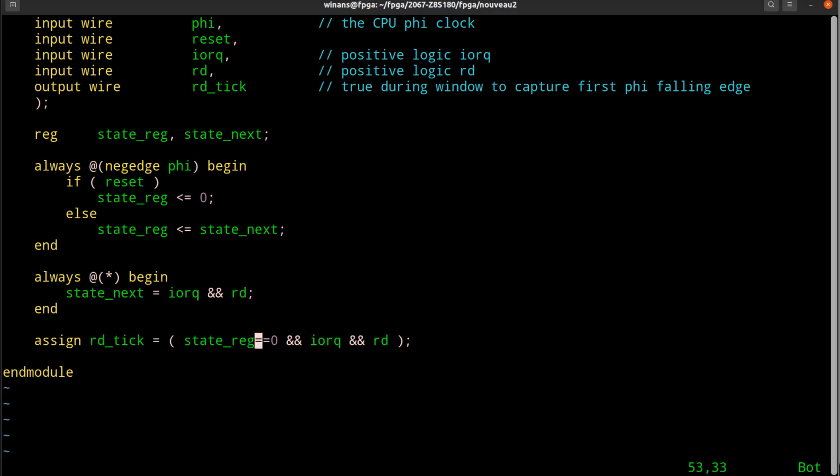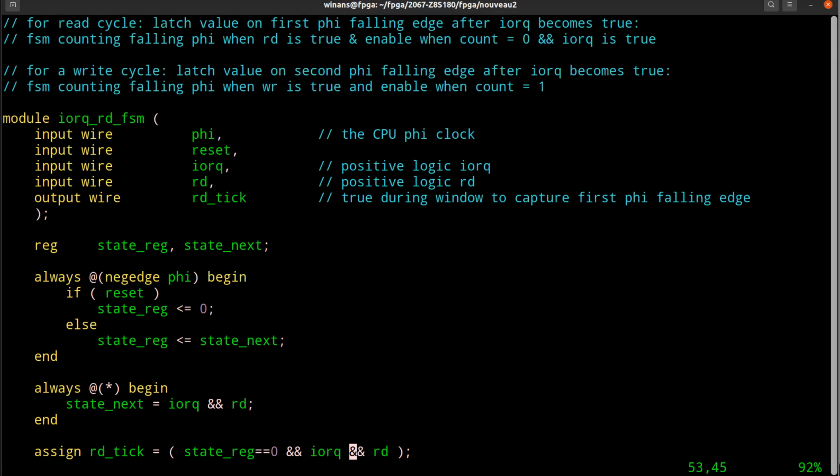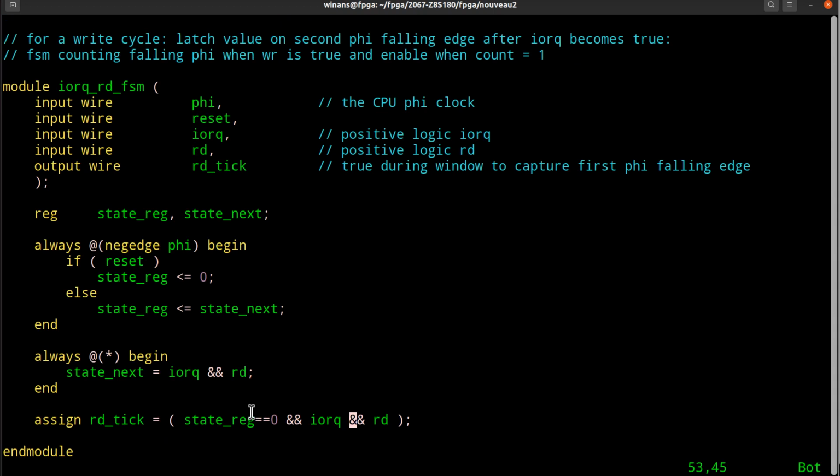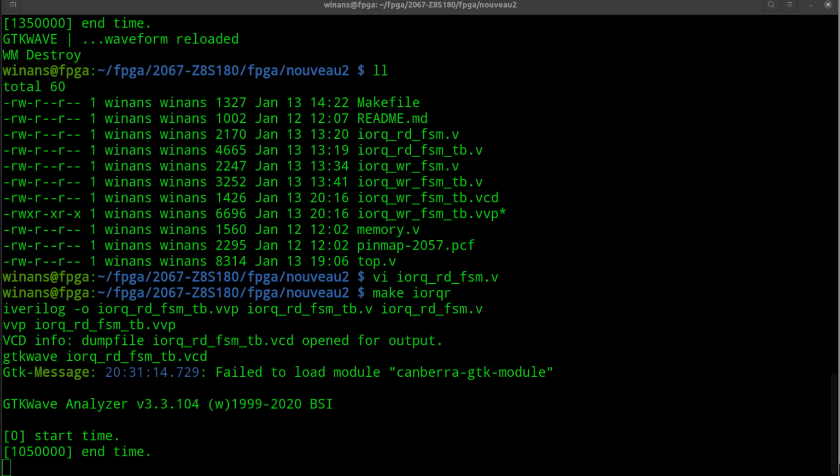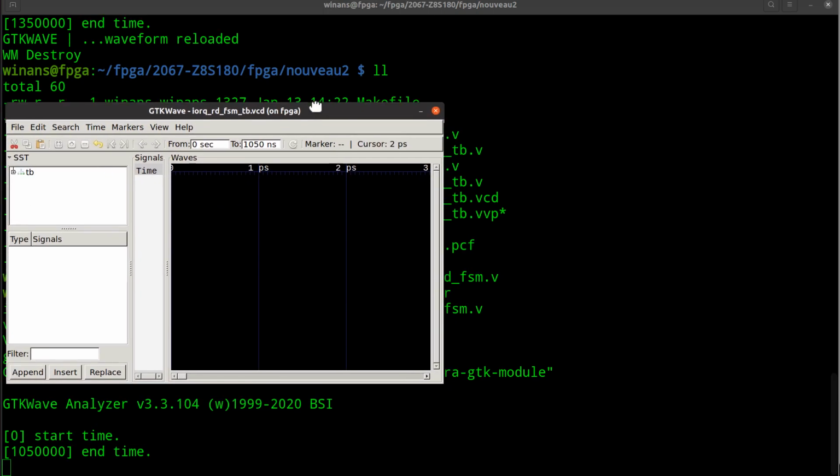If I'm in state 0 and IOREC is true and read is true, and again, these are all active high, just like they were in the write logic. So this is basically moving me over to state 0, but I also have to make sure that it's state 0 when I want it to be in state 0. So here's the read variant test case.